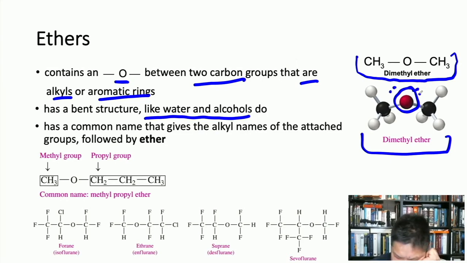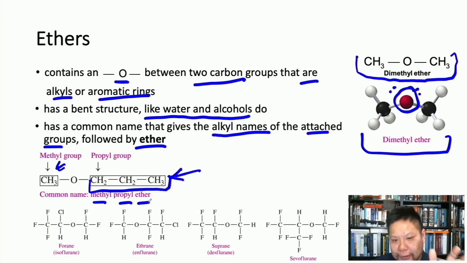Ethers have common names given by the alkyl names of the attached groups, followed by ether, right? So in this particular molecule right here, we have a methyl group at the front of this ether. And then we have the propyl group attached here, 3 carbons, so that's a propyl group, right? So literally it's named methyl propyl ether. Basically they put the methyl, since it's the smallest part, at the beginning of the name, and then on the other side of the oxygen is the propyl, and then ether, to say it's an ether, right?